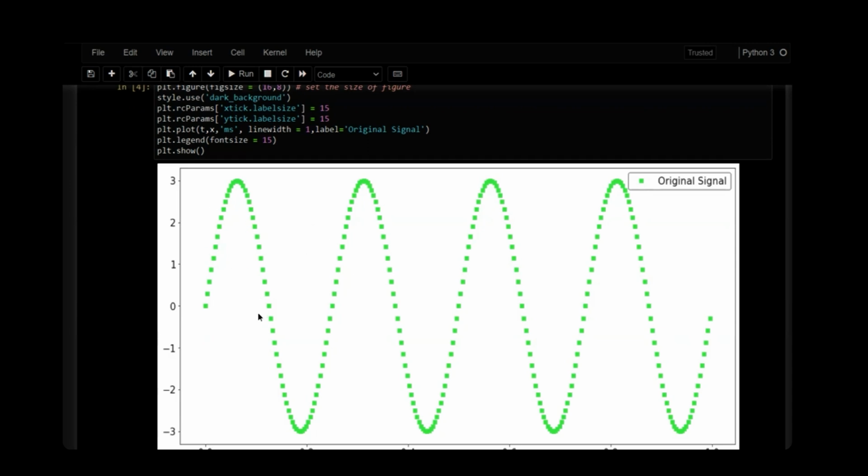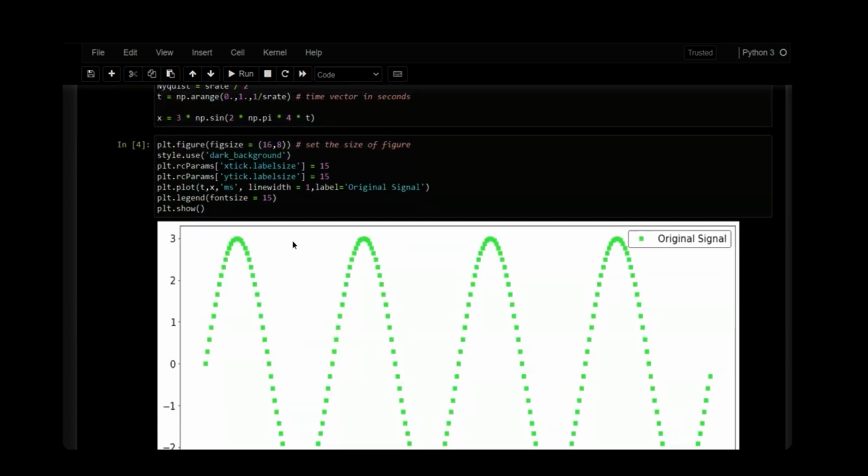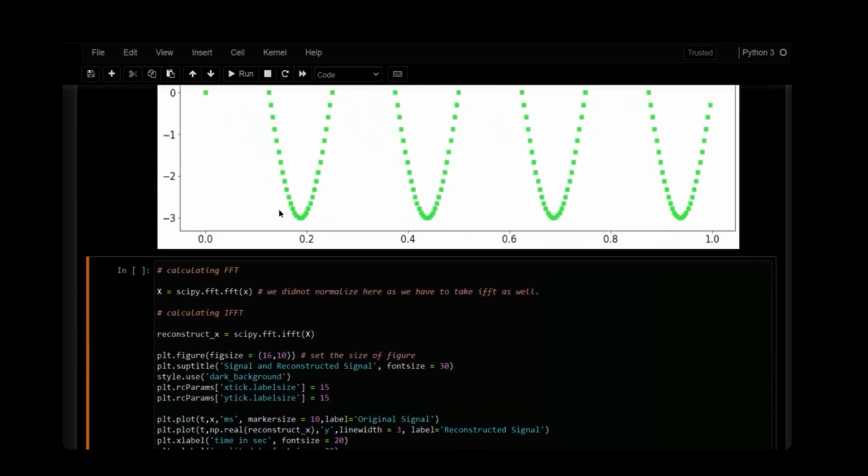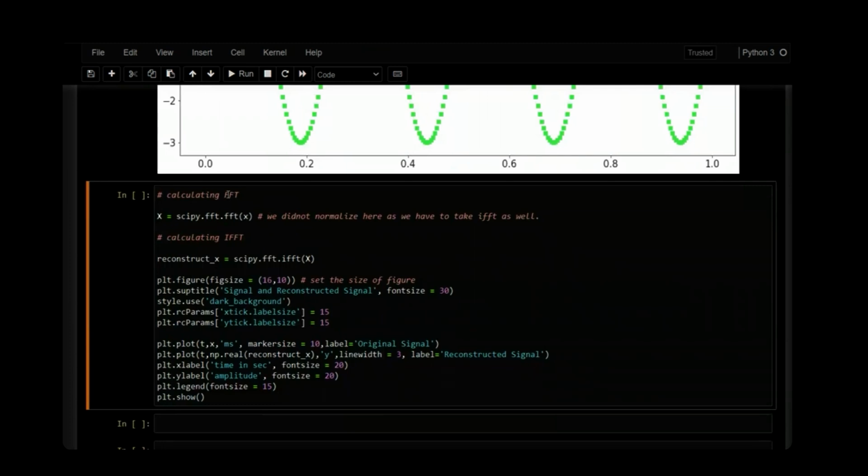Now, the next step will be to take the Fourier transform of this signal. And after that, the final step will be to take the inverse of the Fourier transform so that we can see whether we are successfully recovering this signal or not. So that is the signal we have generated. And this is a simple sinusoidal signal whose amplitude is 3 and whose frequency is 4. And we have generated this signal using magenta squares. Now, the next 2 steps are calculating the Fourier transform using the FFT algorithm and then calculating the IFFT.